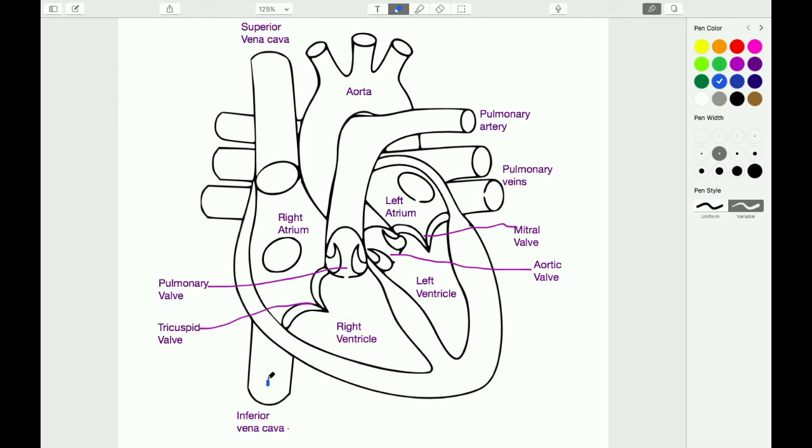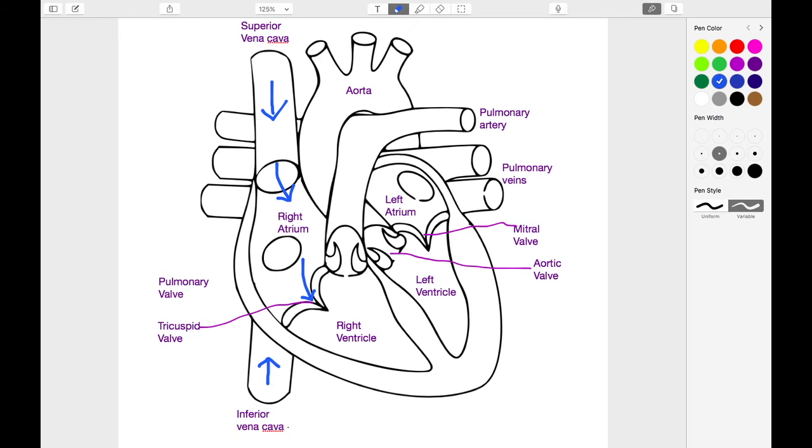Deoxygenated blood from the body flows to the right atrium from the superior vena cava and inferior vena cava. The right atrium contracts, pumping blood to the right ventricle through the tricuspid valve.